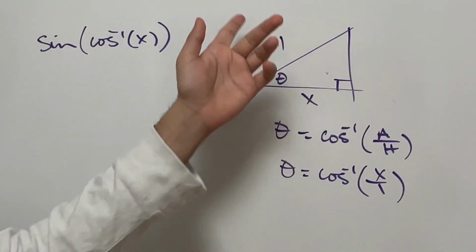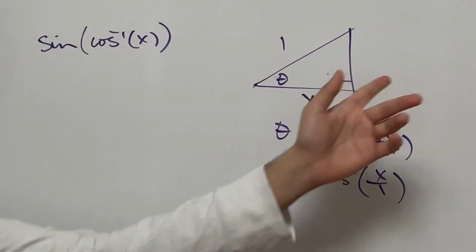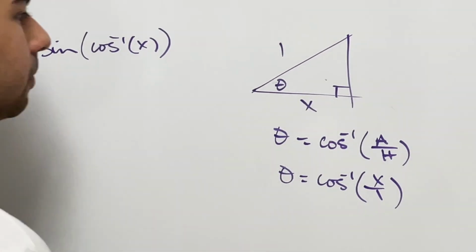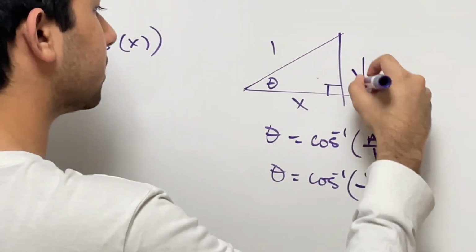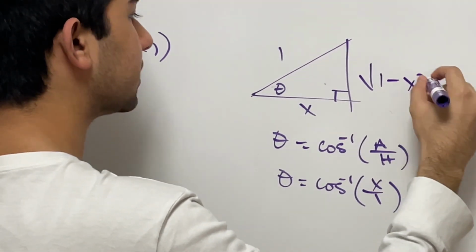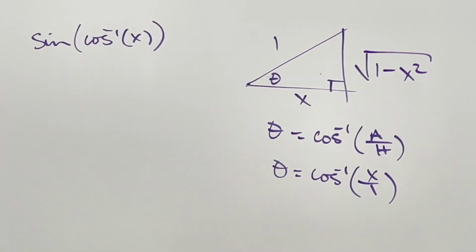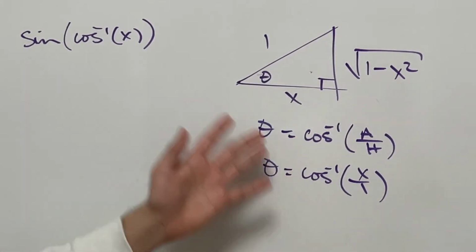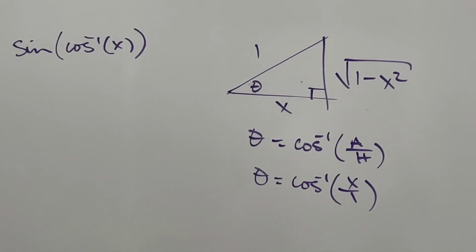We have a right triangle and we know two sides, so we can use the Pythagorean theorem to find the third side. That's just using the Pythagorean theorem. We can see that this side is equal to the square root of 1 minus x squared. Then we can just do the sine function, right? We know our triangle, we know our angle.